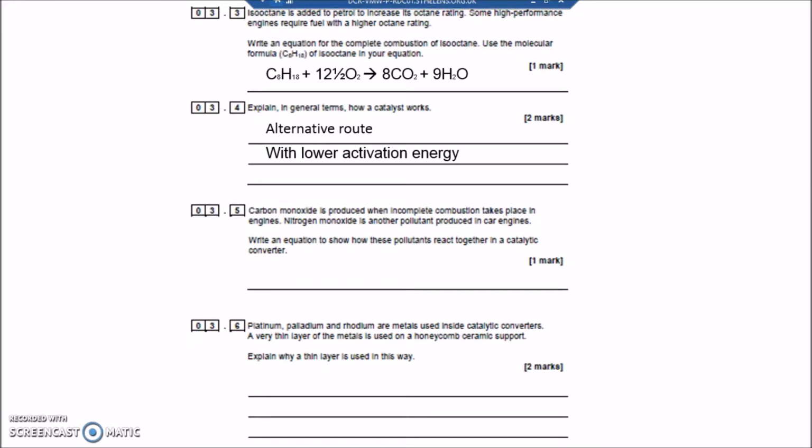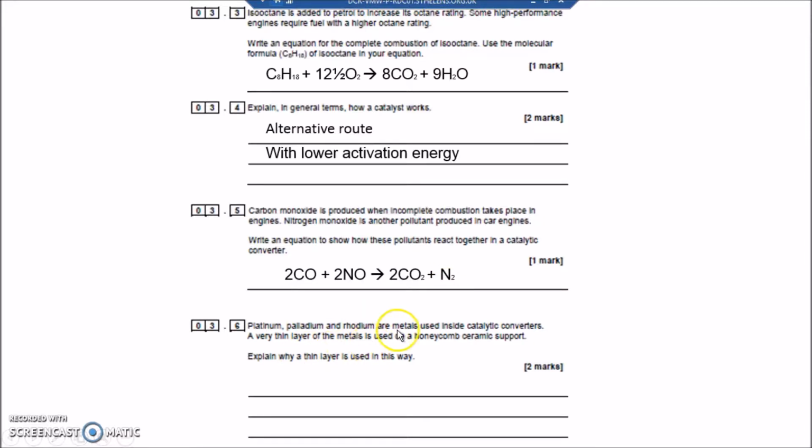Carbon monoxide is produced when incomplete combustion takes place in the engines. Nitrogen monoxide, that must be NO, like carbon monoxide is CO, is another pollutant. How can they react together? So you've got CO plus NO, and they make carbon dioxide and N2. Carbon dioxide is released into the atmosphere, it's a greenhouse gas, and nitrogen is a gas that's about 78-79% of the air anyway.